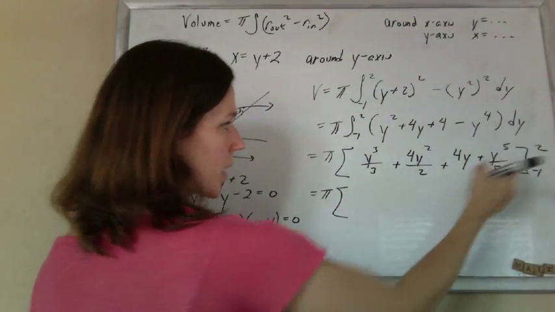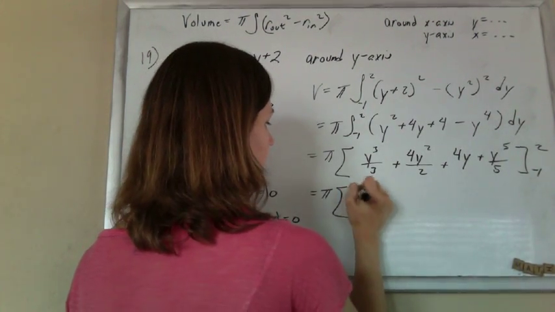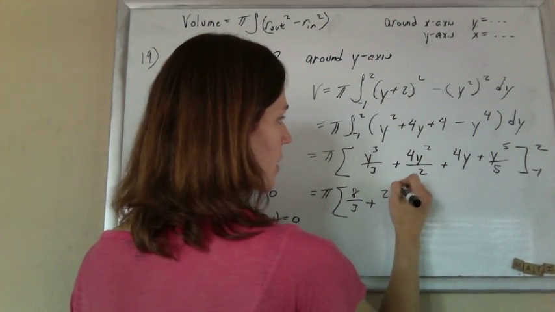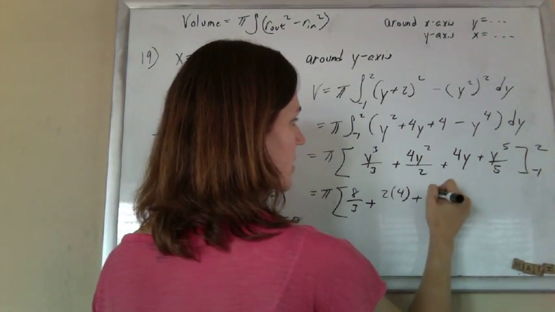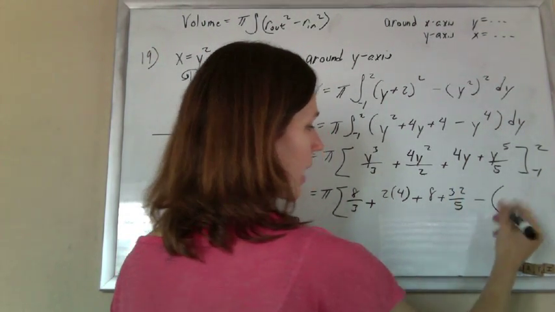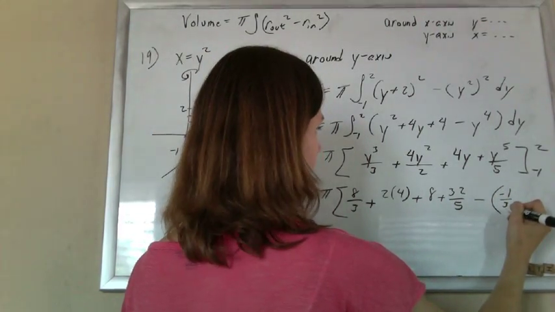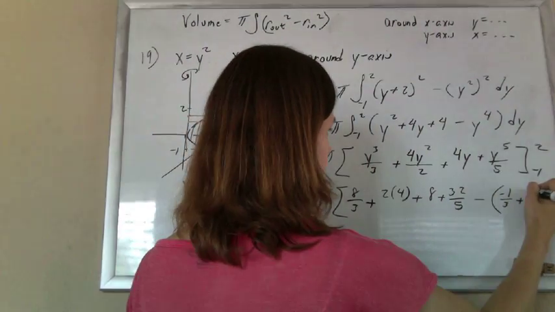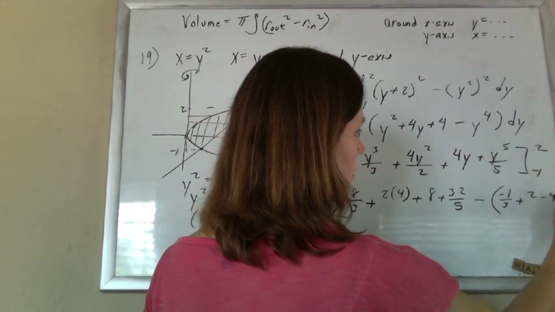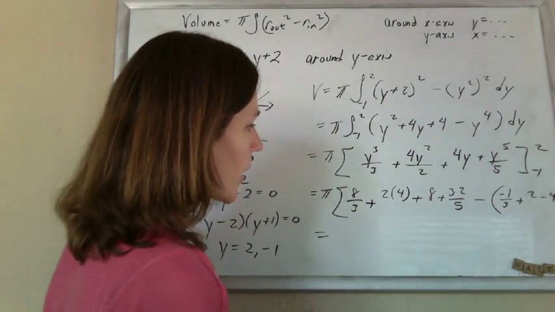I'm going to plug in the 2 and subtract what I get when I plug in the negative 1. So we get 8 thirds plus, let's see, this is just 2, so this is times 4, plus 8, plus 32 fifths. Subtract what I get when I plug in the negative 1. So it's negative 1/3 plus 2 minus 4 minus 1/5. Whatever the heck that is, right?